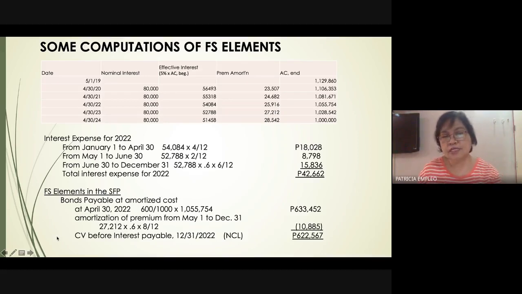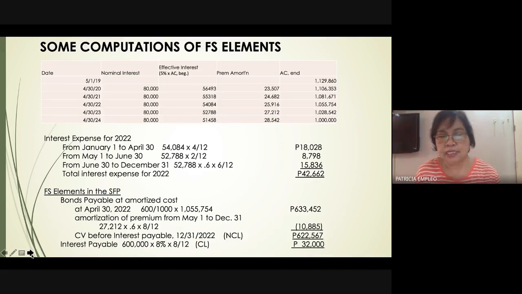So, any other financial statement element related to the bonds payable? Yes, there is. We have interest payable, but interest is payable periodically. In fact, our next interest payment will be due April 30, 2023. Hence, the interest payable is classified as a current liability. And your interest payable there is 600,000 times 8% times 8 over 12, based also on our previous adjusting entry. So that is 32,000.